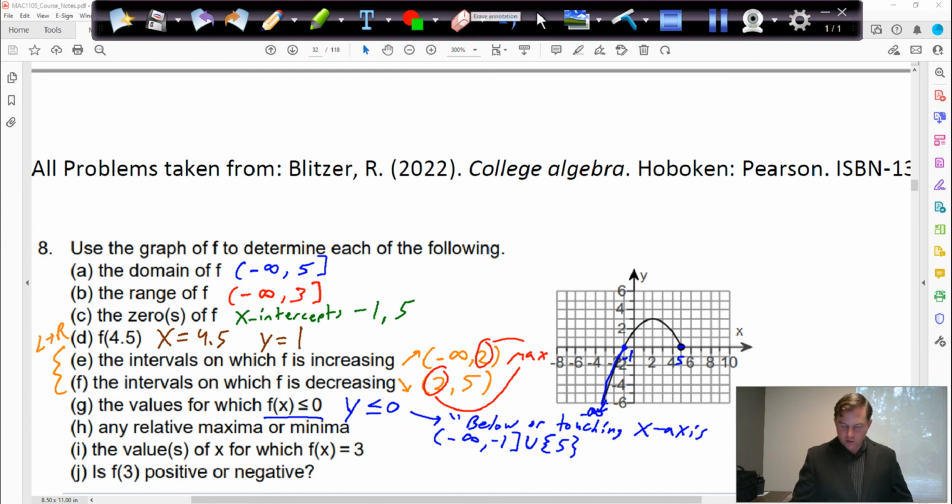All right, the next part says, what about a relative max or min? Well, we already found that max. It was located at x equals 2. So this is h. Let me answer it over here. The x value for the max was at 2, and the y value for the max was at 3.